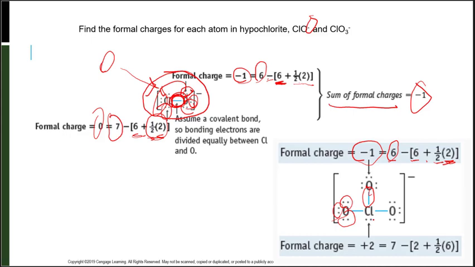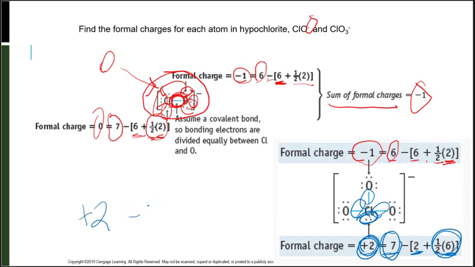Let's look at the formal charge of this chlorine. Chlorine has 7 valence electrons. This chlorine has 2 in lone pairs and 2, 4, 6 in bonded pairs. So half of 6 is 3, plus 2 is 5. 7 minus 5 is +2. Now let's look at the overall sum of the charges. That chlorine is a +2, and then each oxygen is -1, -1, -1. So that's -3 plus 2 is -1, which is what that whole polyatomic ion's charge is, ClO3 with a -1 charge.